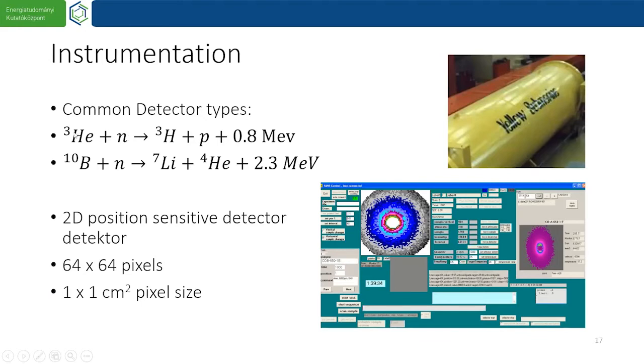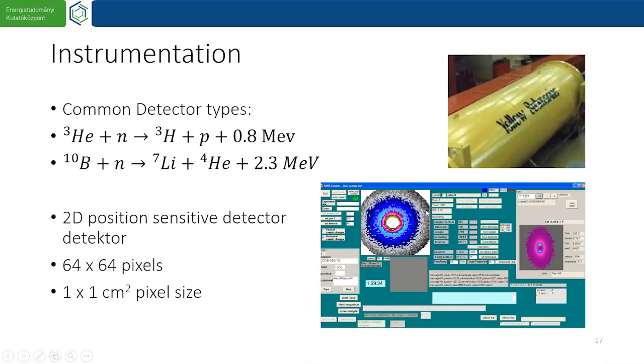Either they use the nuclear reaction of an isotope of helium, and they produce energy and thus photons, or they use a reaction of boron, again with a neutron and energy. And finally, they work like a simple gas chamber. The charge is accumulated on wires. The wires are put horizontally and vertically, and finally we have a grid of the intensities.